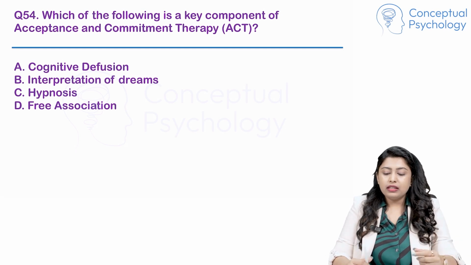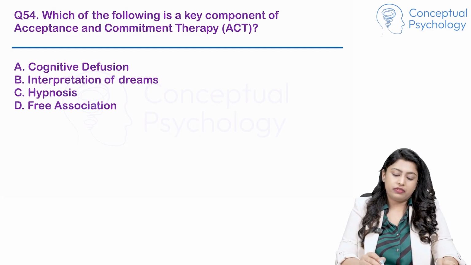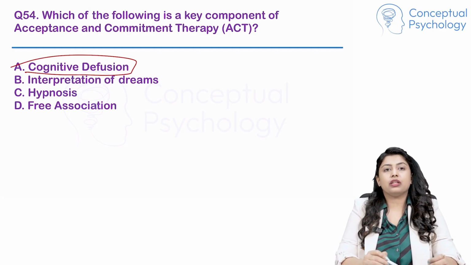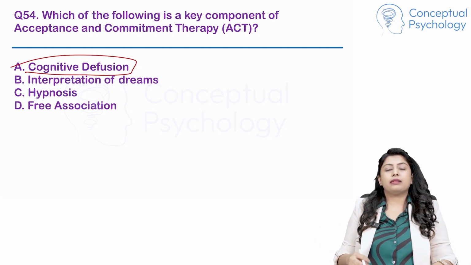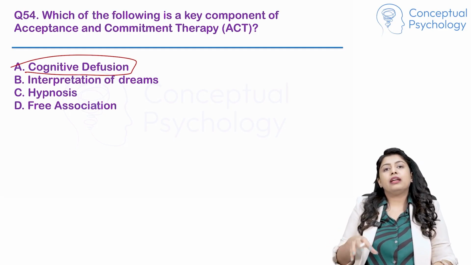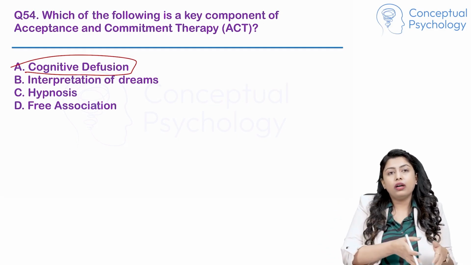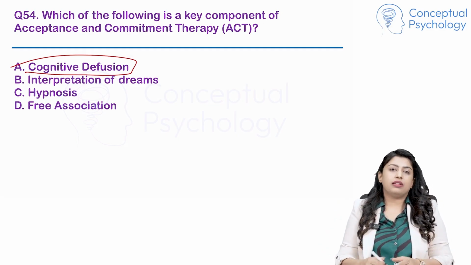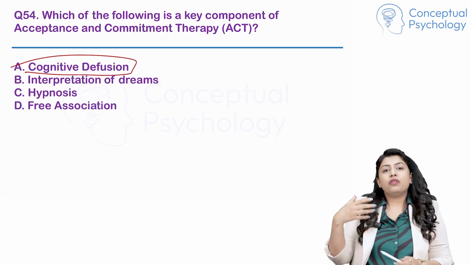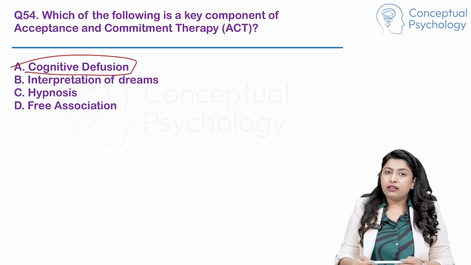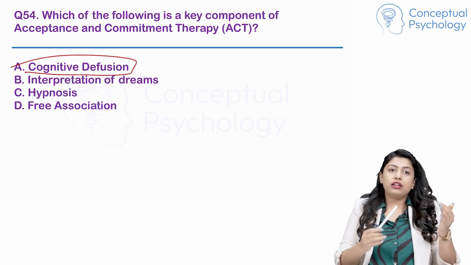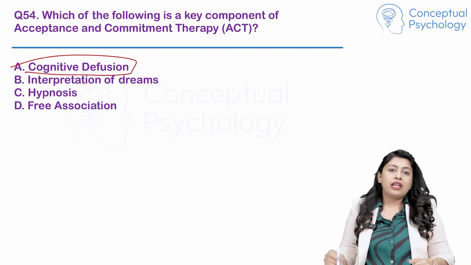Which of the following is a key component of acceptance and commitment therapy? Cognitive diffusion, interpretation of dreams, hypnosis, and free association. The correct answer is cognitive diffusion. It is a core acceptance and commitment therapy technique that helps individuals change their relationship with thoughts rather than changing the thoughts themselves, right? So it involves learning to observe thoughts as mental events rather than literal truths. It reduces their impact on behavior.